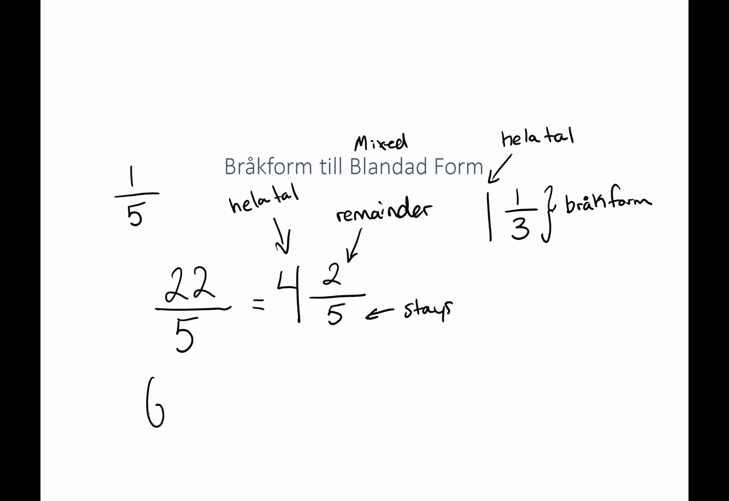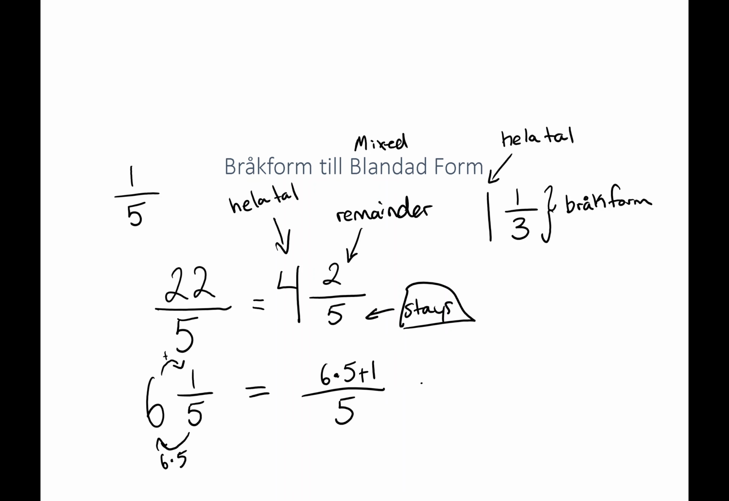Sometimes we are given an answer in mixed form, and we need to go to block form. Pretty simple. We're going to start here. We're going to say, what is 6 times 5? Then we're going to add the remainder, and whatever that is here, it turns out to be 1. Then we write the number here as 5 because, remember, the bottom stays the same. 6 times 5 plus 1, we end up getting 31/5.